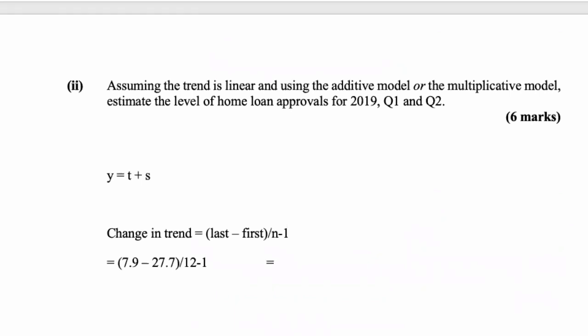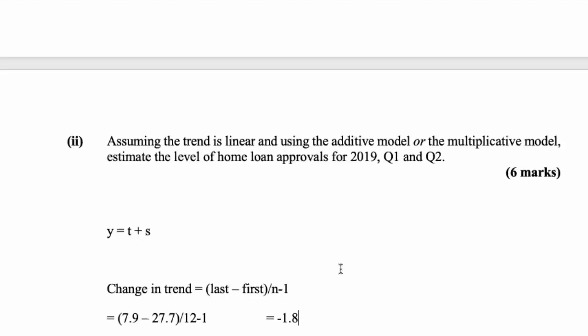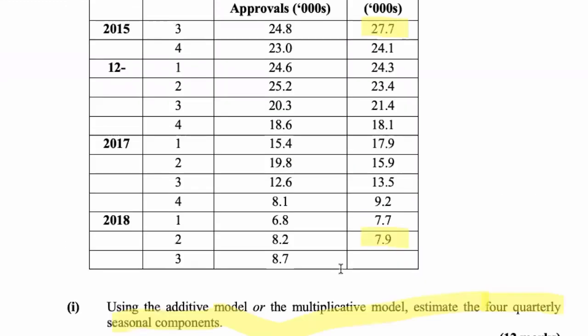It's going to be a negative answer anyway. So 7.9 minus 27.7 divided by 11, because 12 minus 1 is 11, gives minus 1.8. So just to let you know what that figure means, the negative 1.8 tells us that on average, the trend in home loan approvals has fallen by 1.8 quarter on quarter. Okay, so again, that still seems technical.